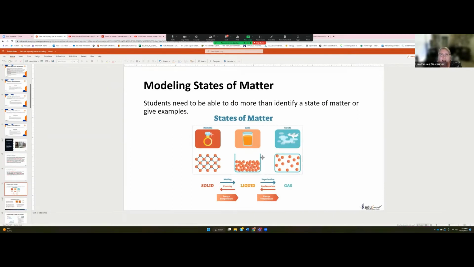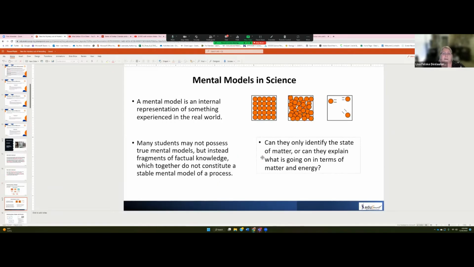And so having them model states of matter or understanding a model of state of matter is because they need to know more than just identify the state, like which one of these is a liquid. That's a pretty low level task for kids to do. And so they need to be able to understand this a lot better. And because to understand states of matter, you have to understand that particles are moving. This is a little hard to do with a 3-dimensional model. So a mental model is you want them to have an internal understanding of what's going on, and you want them to explain what's going on in terms of both matter and energy.